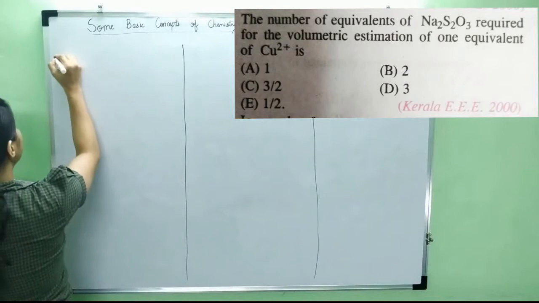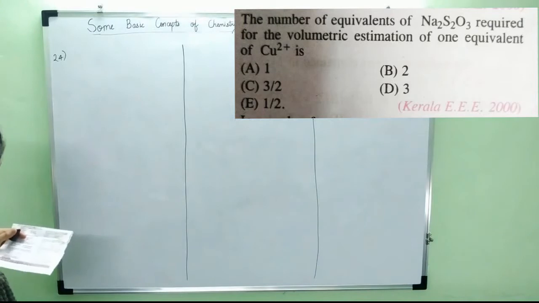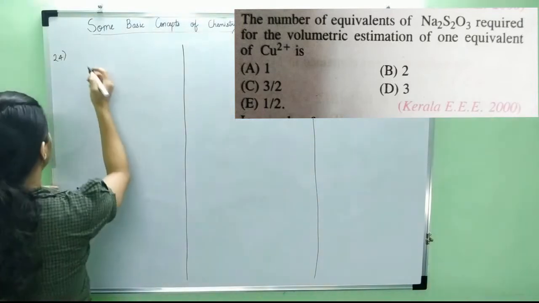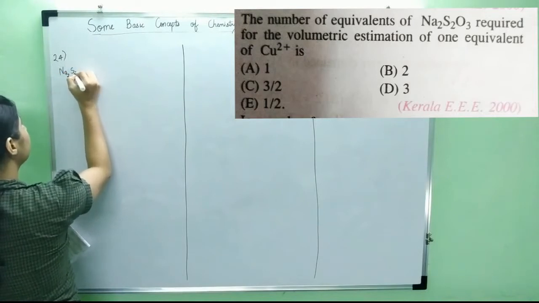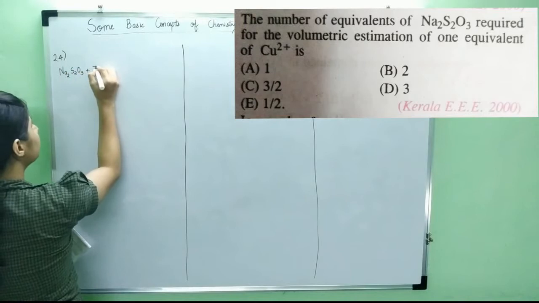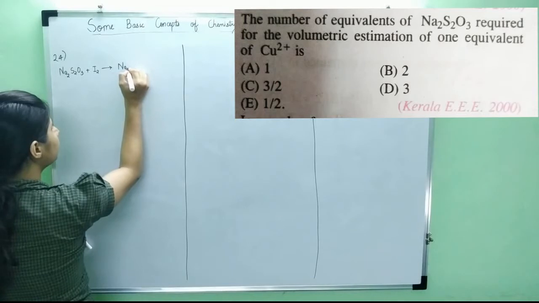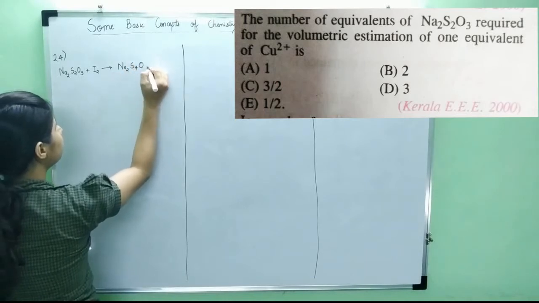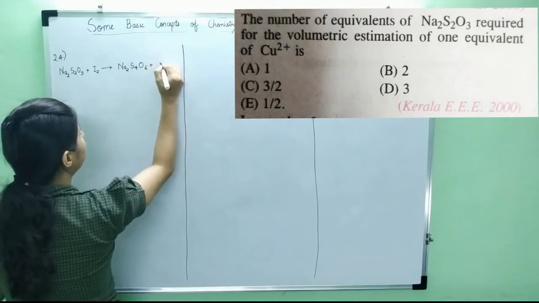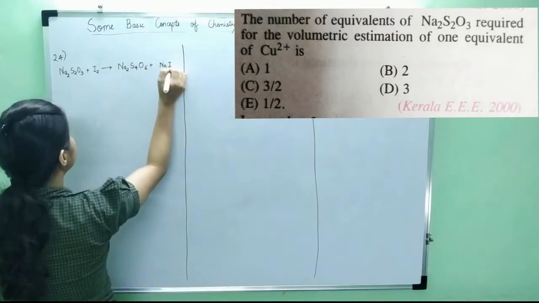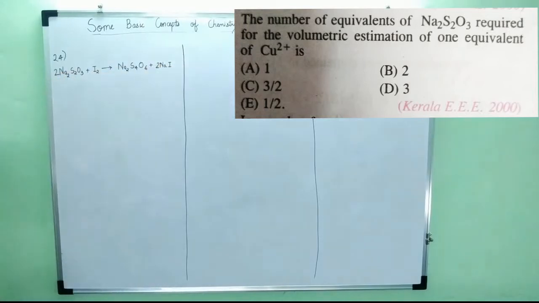The question is: number of equivalents of Na2S2O3 required for the volumetric estimation of one equivalent of copper 2 plus. So what is the reaction? Na2S2O3 initially reacts with iodine to form Na2S4O6 plus NaI. Since there are two iodines, this will be 2 NaI, and this would also be 2 Na2S2O3. So this is a balanced equation.